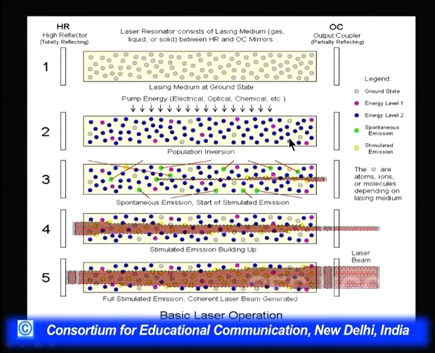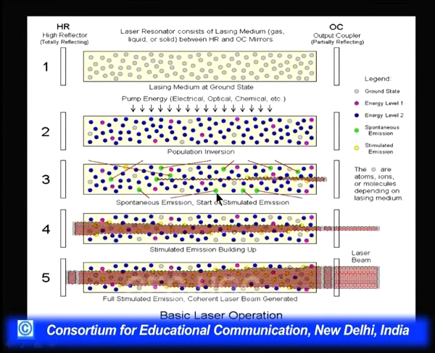The pink dots define that the atoms are at energy level 1, but the blue dots define that atoms have reached energy level 2. It means they gained the energy and jumped to the higher state. After the population inversion is achieved, we have spontaneous emission and stimulated emission. In spontaneous emission, atoms randomly jump back to the lower state, and here the green dots define the spontaneous emission.